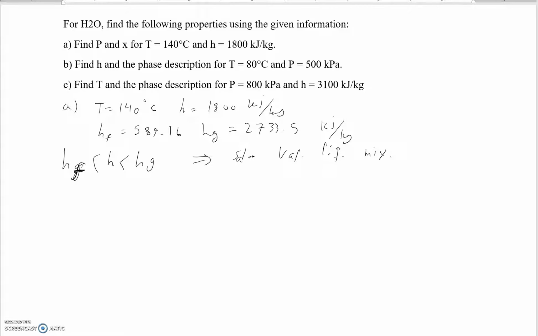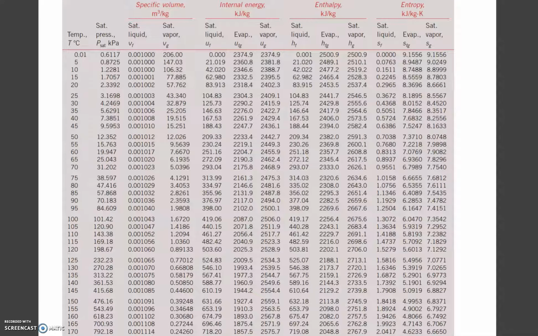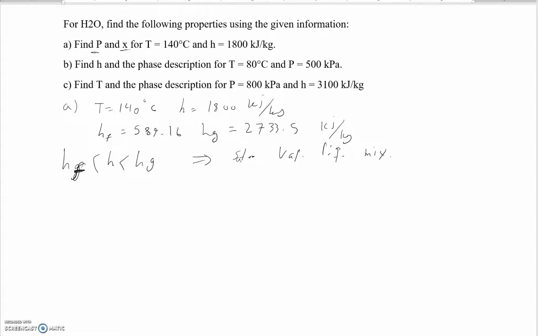Now we need to find the quality. Of course, it asks us to find the quality and find the pressure. So if we go to 140 again and read the pressure, that's the saturation pressure, 361.53. So that would be P equal to P saturation, 361.53 kilopascal. And now you can find the quality.